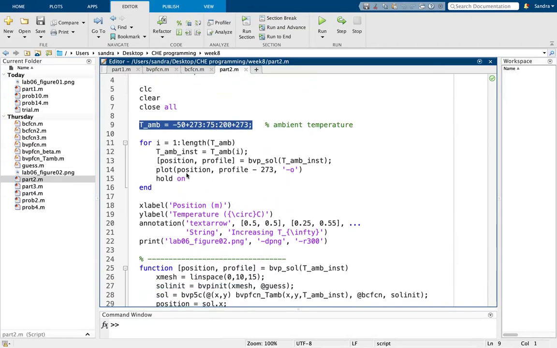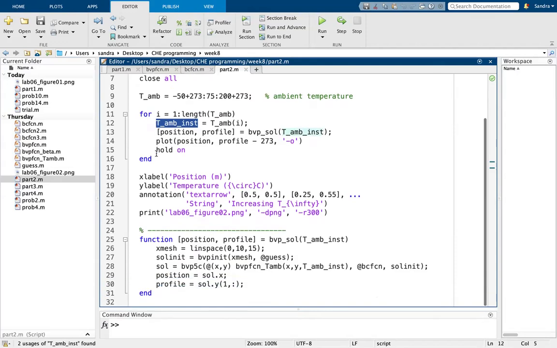Now I loop over each of the T ambient conditions. First, I'm taking i equal to 1 to the length of T amb, and then I'm extracting a particular ambient temperature based on the index. Now I give that ambient temperature to BVP sol. BVP sol is a different function that I have written here. It will take this ambient temperature as input and give me a profile and a position accordingly. This I'll come to later.